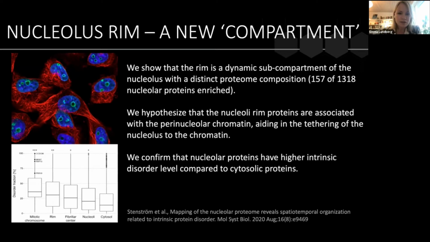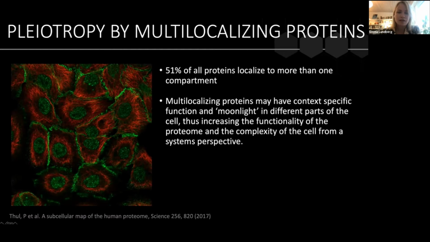But what is very interesting when it comes to mapping the subcellular location of all proteins is that we could show at proteome-wide scale that half of all human proteins localize to more than one compartment in our cells, like this protein. It's in the nucleus and it's on the plasma membrane. From a functional perspective, this is very important because these multilocalizing proteins may have a context-specific function and moonlight in different parts of the cell and give rise to pleiotropic effects and just increase the complexity of the proteome from a systems perspective. So this is, I would say, one of the key reasons that we need to integrate spatial proteomics measurements if we want to build systems models of cells, if we really want to understand cellular function.